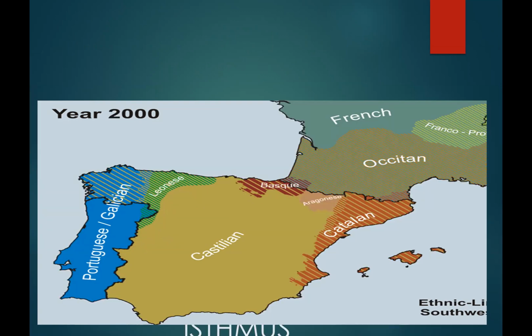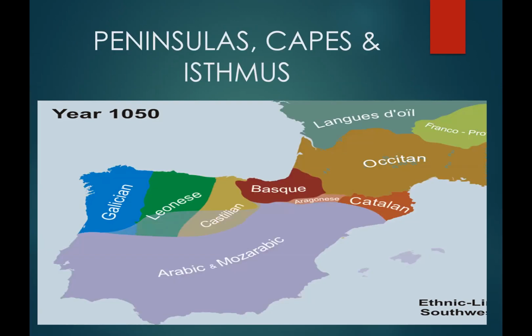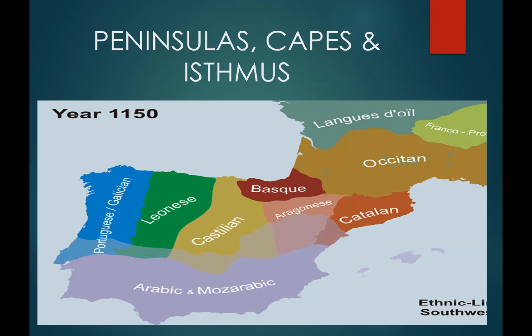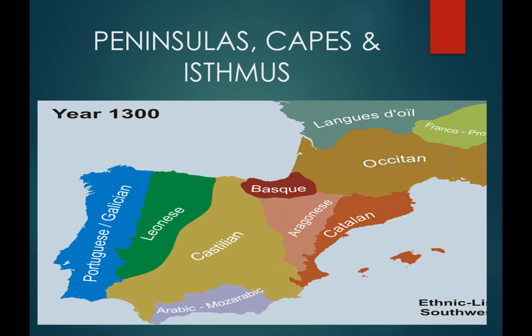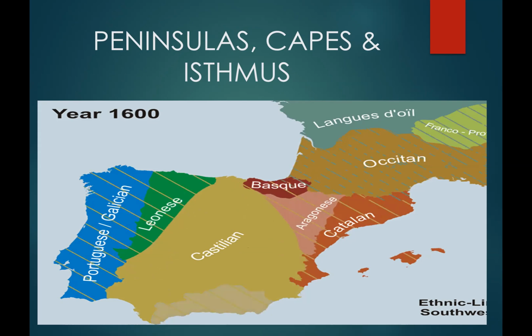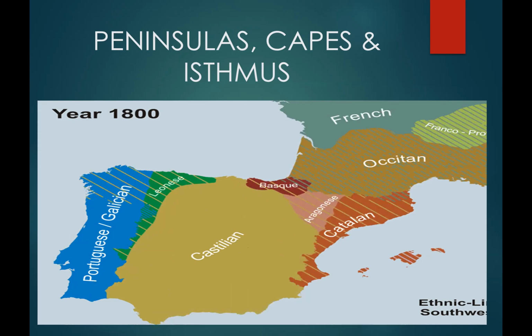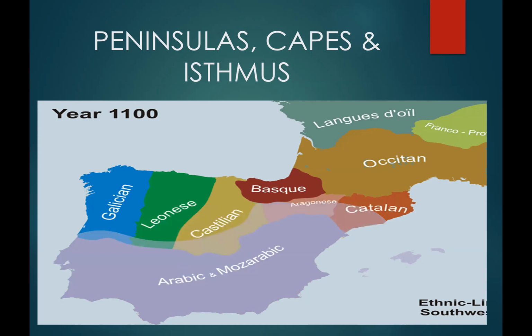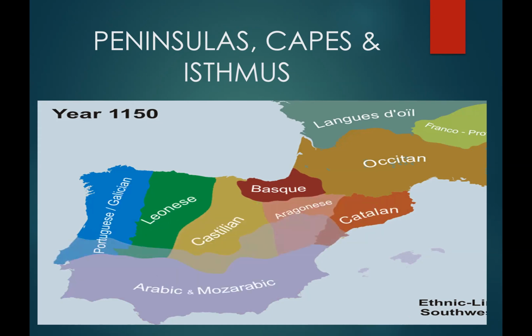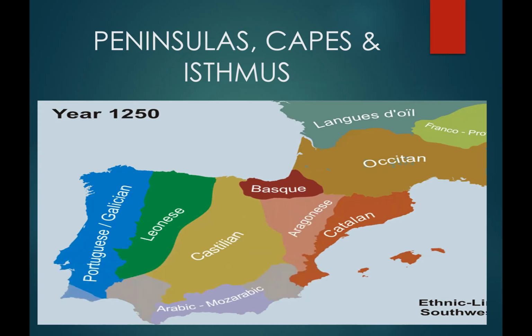In today's class, we will be speaking about peninsulas. We will also be speaking about capes. And of course, we will be discussing isthmus. What do all of those names have in common? Did you say that all of them are landforms? If you said that, then you are correct. Peninsulas, capes, and isthmus are all landforms.